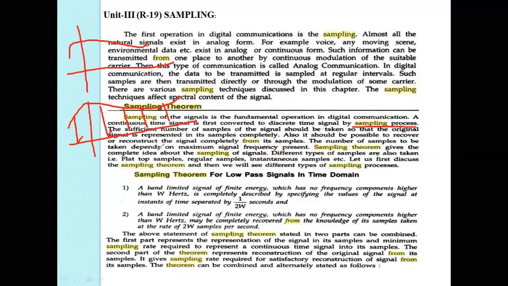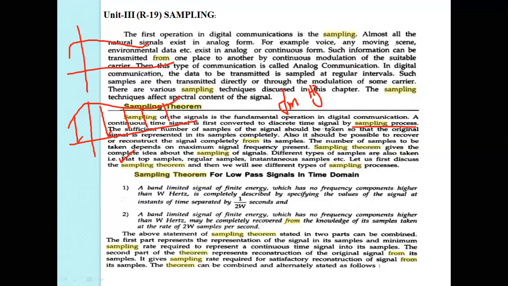The number of samples taken depends upon the maximum signal frequency, fm hertz, the maximum signal frequency present. The sampling theorem gives the complete idea about the sampling of the signal. Different types of samples are taken: the first one is flat type samples, regular samples, instantaneous samples, etc. Okay. We will see the sampling theorem, and then the different types of sampling processes.